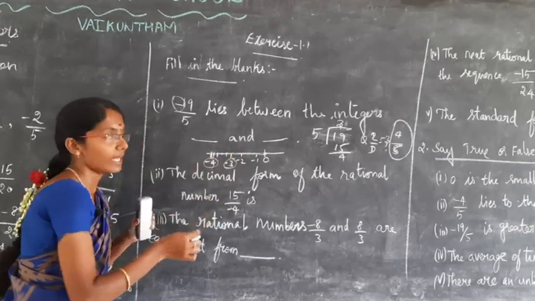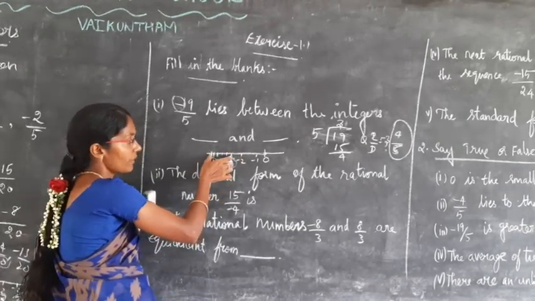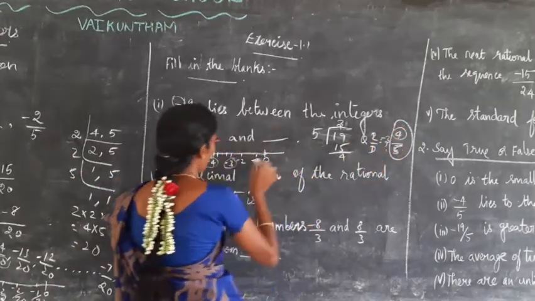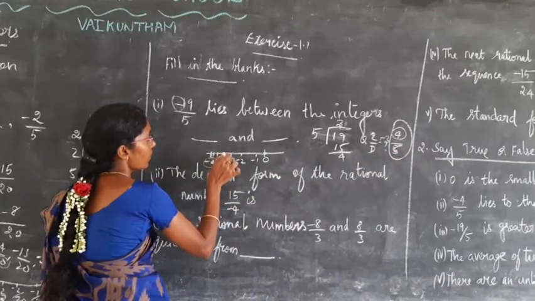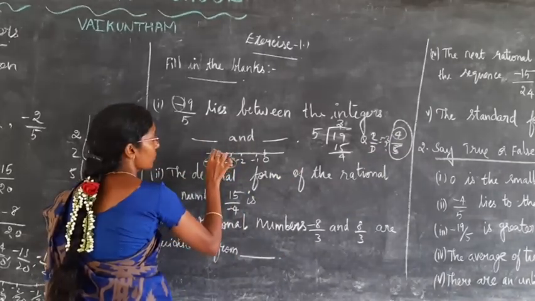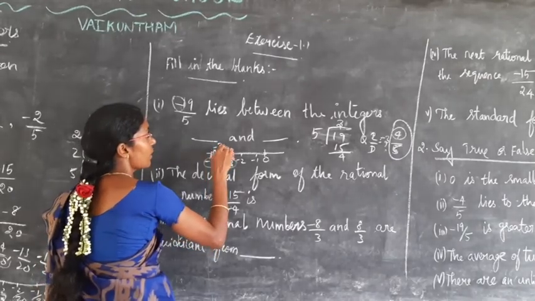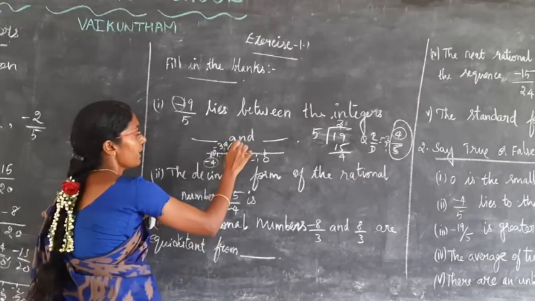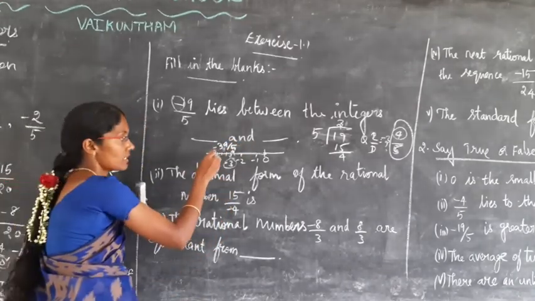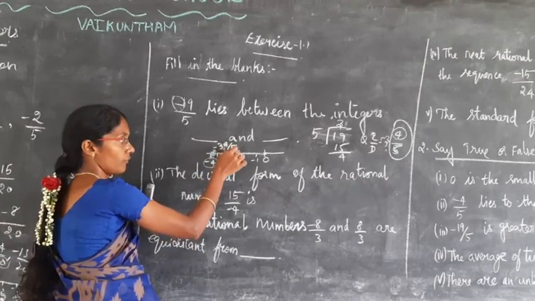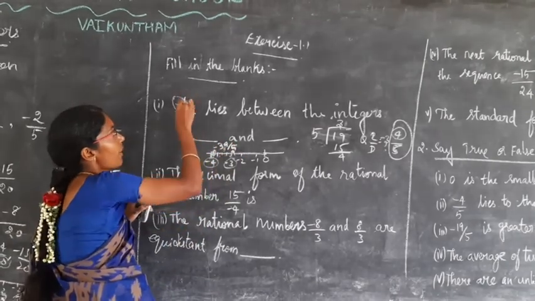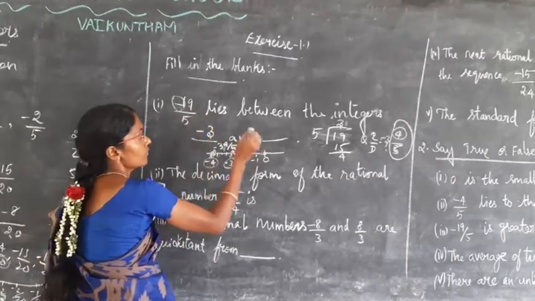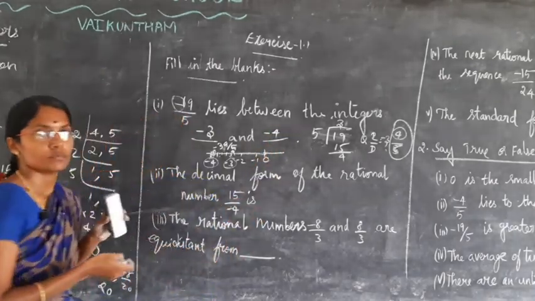This is 3. Okay, the interval is divided into 5 equal parts. So on which part? The fourth part. 1, 2, 3, 4. So this is the point where minus 3, 4 by 5 lies. So minus 19 by 5 lies between minus 3 and minus 4. Minus 3 and minus 4. Clear?